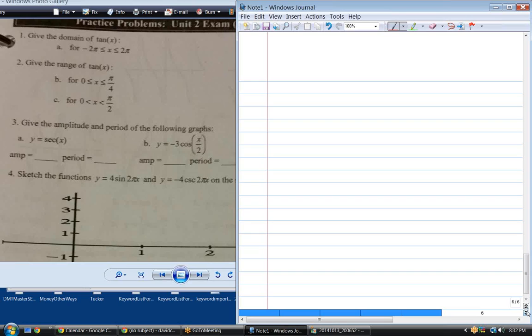Now I wonder if they're trying to be tricky here, because they say give the domain for that. Well, obviously it's not all reals. It's only from minus 2 pi to 2 pi. In other words, this is slightly different. I noticed on the previous page it said graph it from minus 2 pi to 2 pi, and then it asked about domain, and I didn't know whether the domain should be restricted to that. But for this one here, it's definitely to be restricted to that.